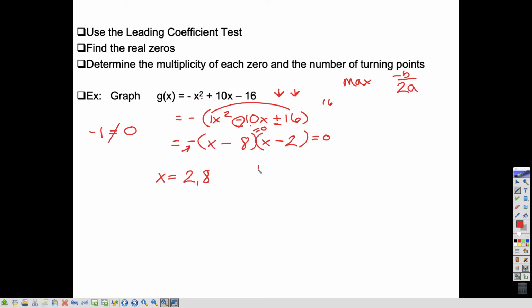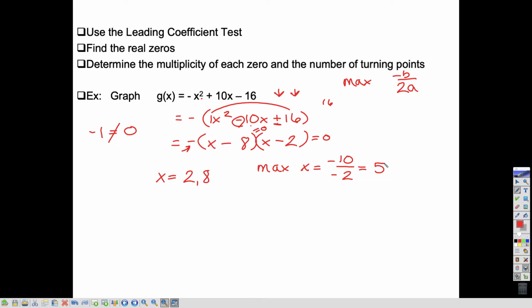So the max x is going to be negative b, so b is what? 10, so it's going to be negative 10 over 2 times negative 1. So negative 2, so it's going to be at what? 5. Not negative 5. 5.